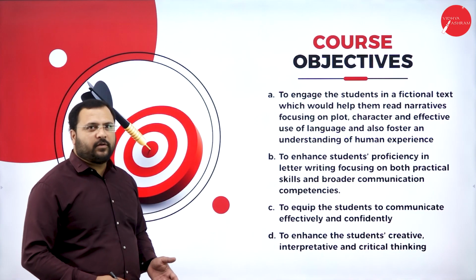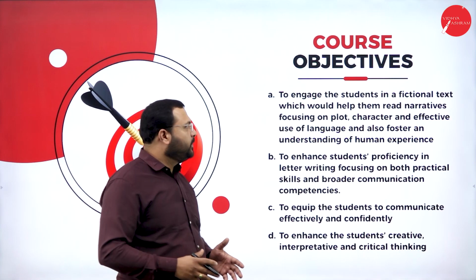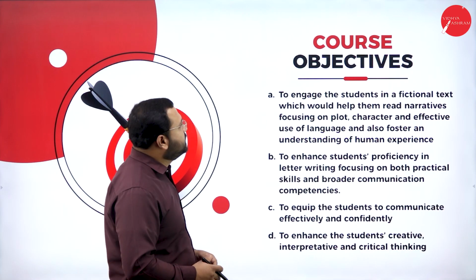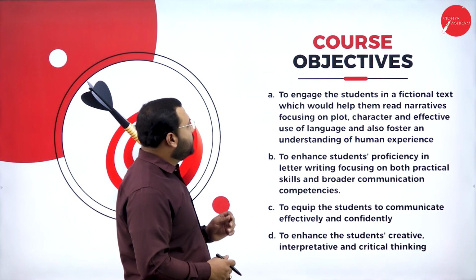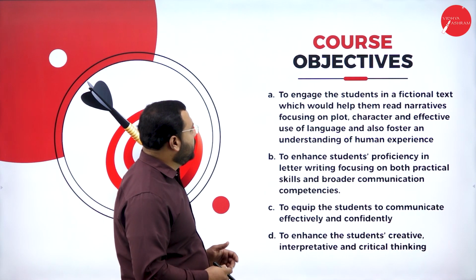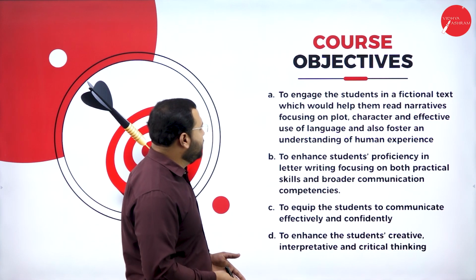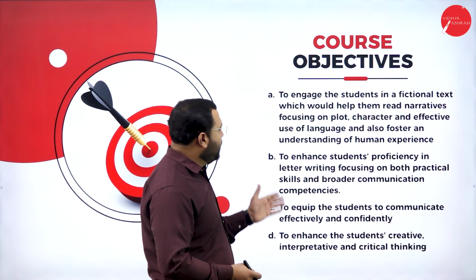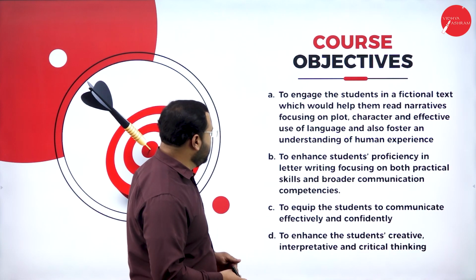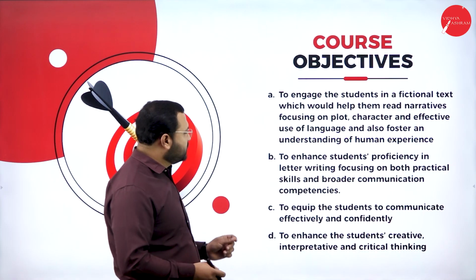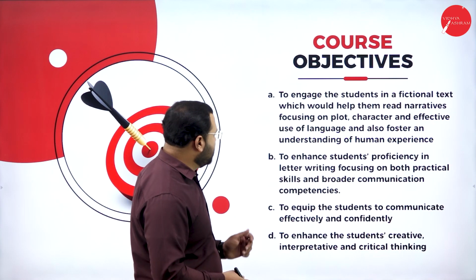What are the course objectives for the 4th semester English paper? First one, to engage the students in a fictional text which would help them read narratives focusing on plot, character, and effective use of language, and also foster an understanding of human experience. To enhance students' proficiency in letter writing, focusing on both practical skills and broader communication competencies.